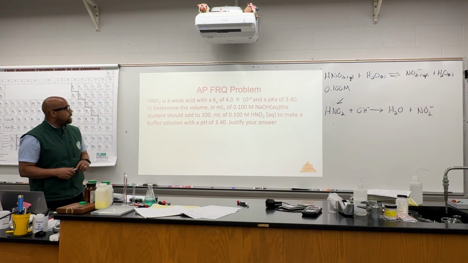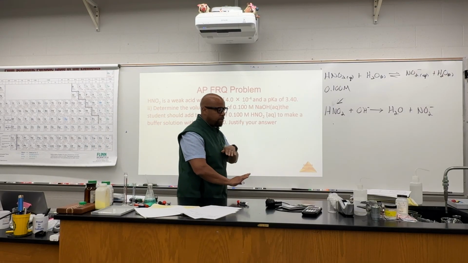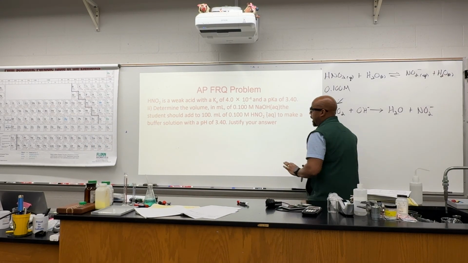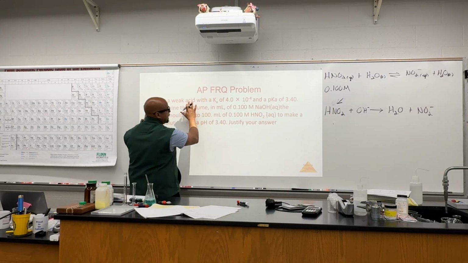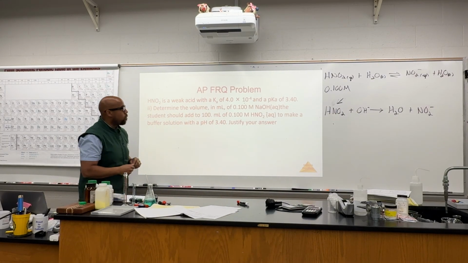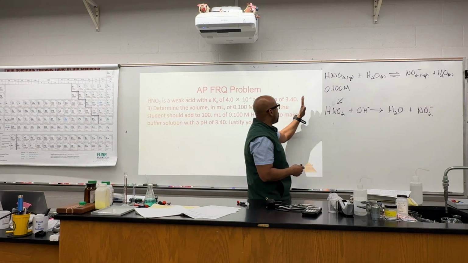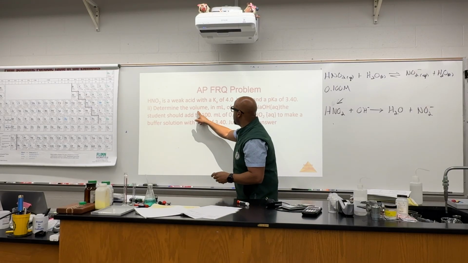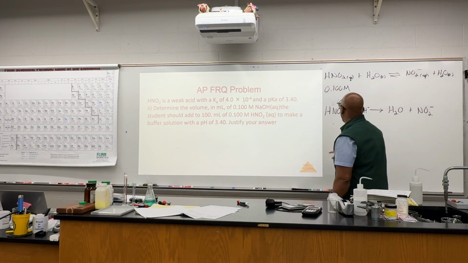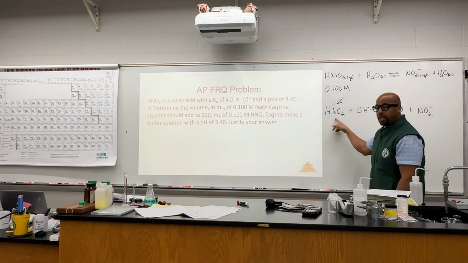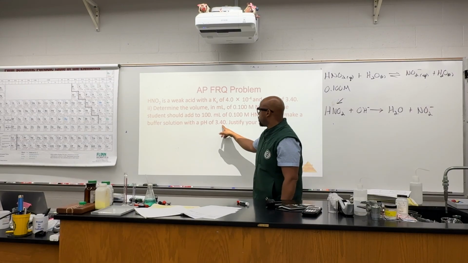This next problem, I think there were maybe three or four different parts to it, was given this year for the AP exam. It tells you that if we have this weak acid again, its Ka happens to be 4.0 times 10 to the negative 4th, which means its pKa happens to be 3.40. Determine the volume in milliliters of the sodium hydroxide that needs to be added to this in order to get the pH of the buffer solution to be 3.40.